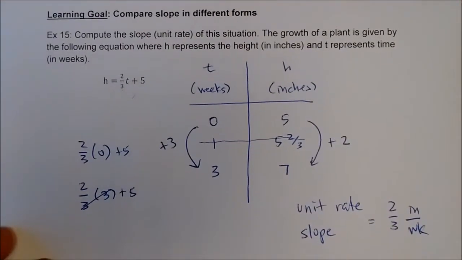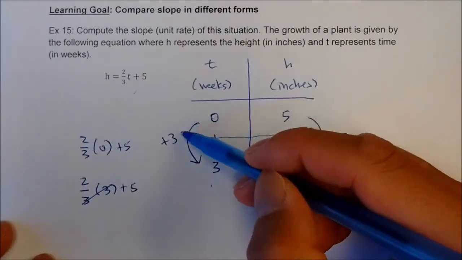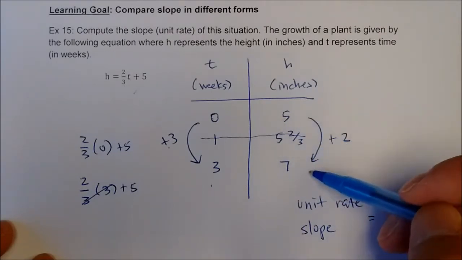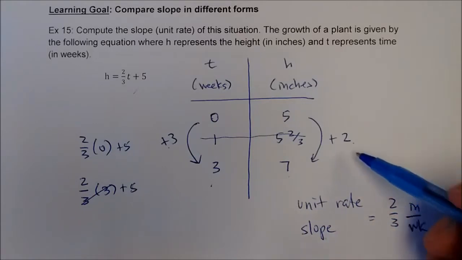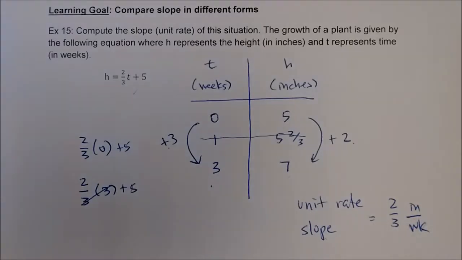So let's see how you did. I saw here that from 0 to 3, the time increased by 3 weeks, and from 5 to 7, the height increased by 2 inches. So the unit rate or slope for this problem was 2 inches per 3 weeks, or 2/3 inch per week.